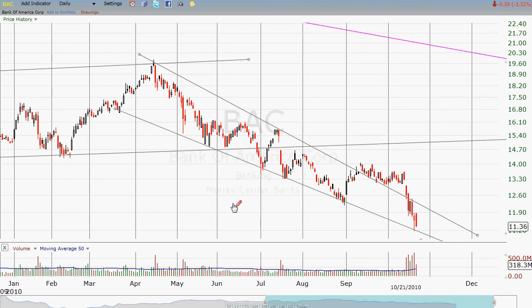So I think we definitely should see, barring some type of catastrophic fundamental shift in the business of Bank of America beyond what we already know, a bounce on this line, and be prepared for a potential test of this, and maybe who knows, maybe even a breakout. So anyway, that's today's stock chart of the day.